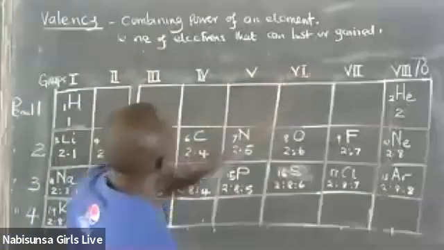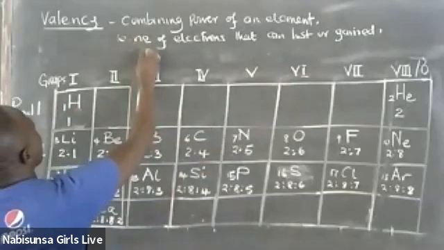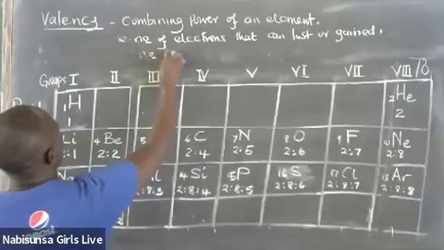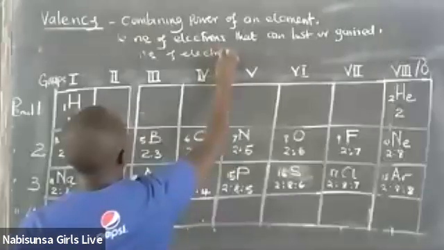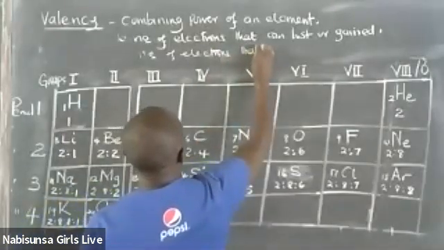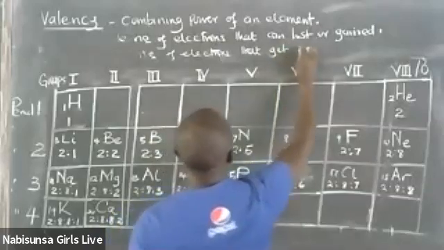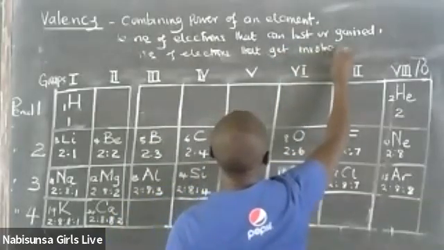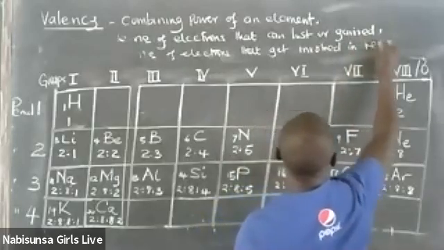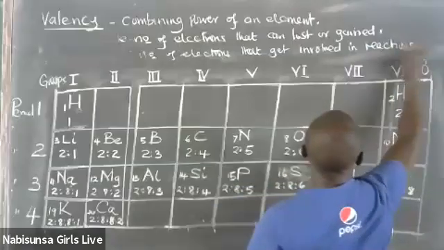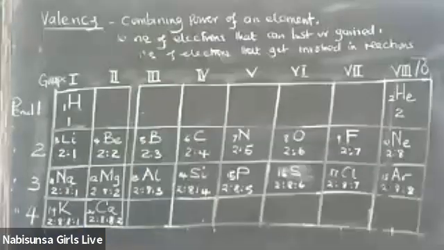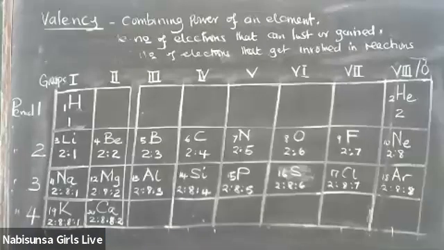So, the number of electrons that can be lost or gained, you can also say it is the number of electrons that get involved in reactions. Not all electrons in atoms get involved in reactions. Those ones that get involved in reactions are the ones we call valence electrons. So how many electrons will get involved in the chemical reactions gives you the combining power, gives you the valence.